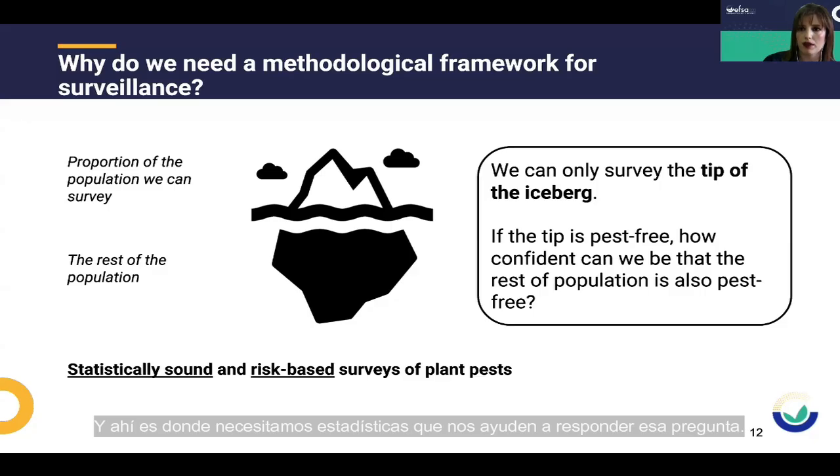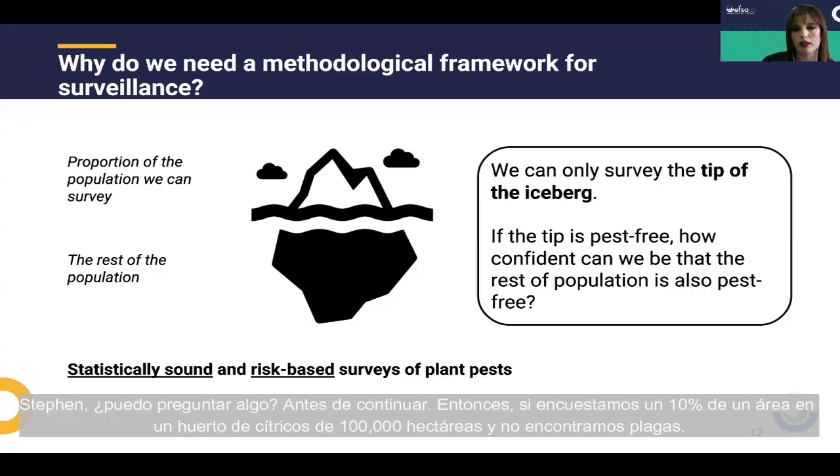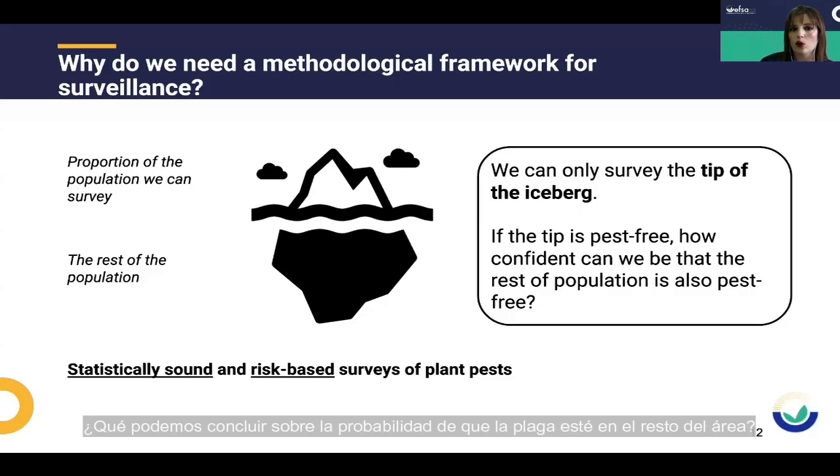Stephen, can I ask something before moving on? Yes, of course. So if we survey 10% of an area of citrus orchards of 100,000 hectares, and we find no pest, what can we conclude on the likelihood of the pest being present in the rest of the unsurveyed area?